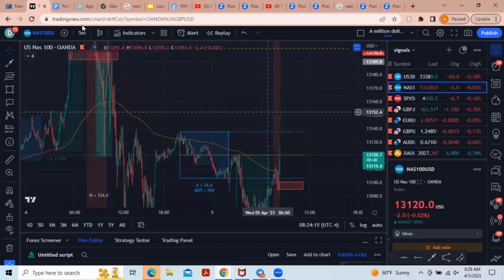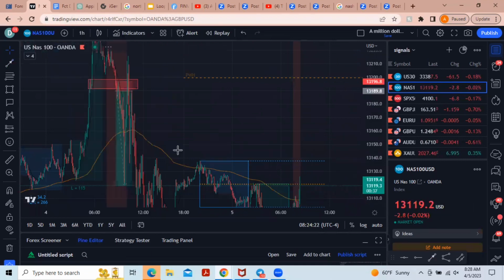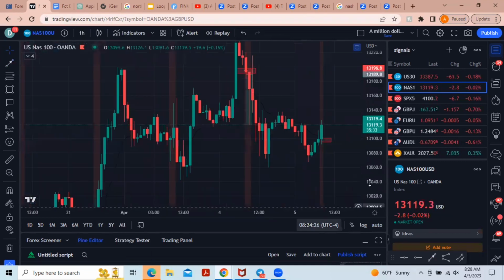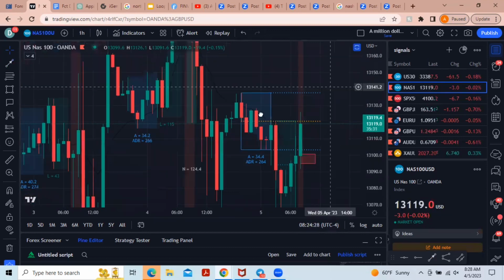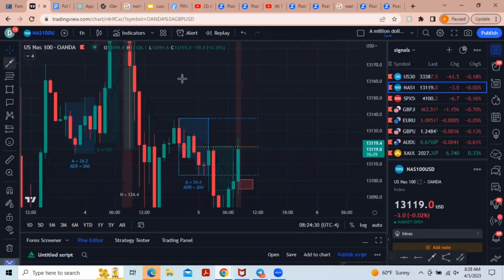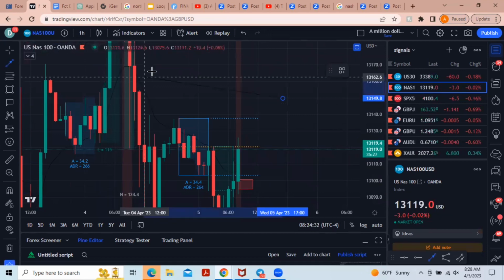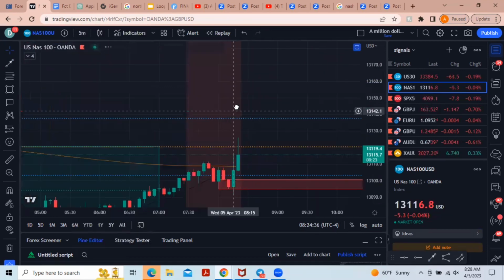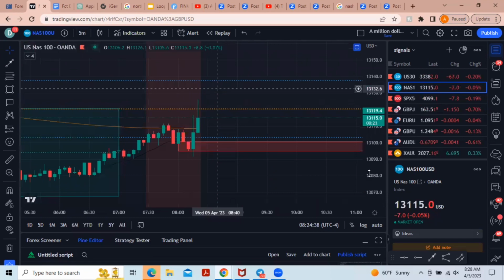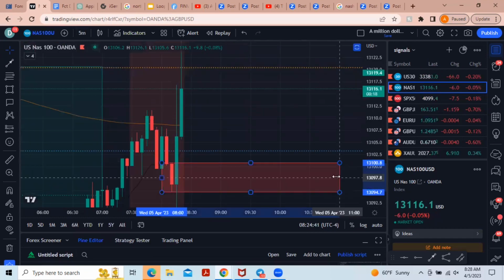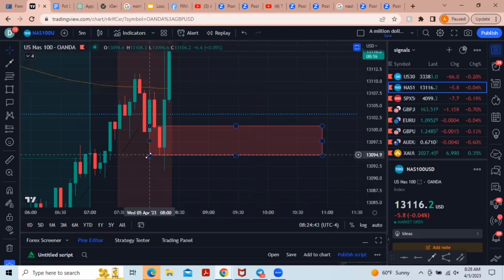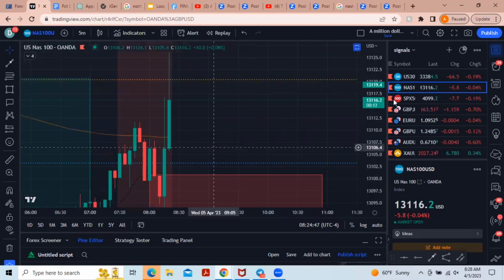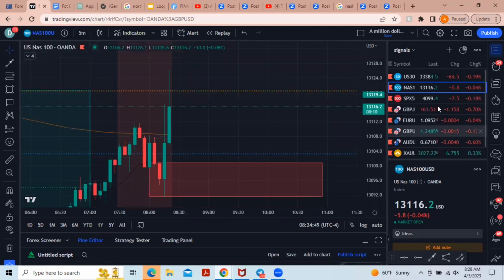Because at the end of the day, if we take a look at the 1 hour, what do we have going on in the 1 hour right now? We have some gaps that have to get filled right here. Gaps, liquidity that has to be filled. So it's going to be interesting to see what price wants to do. That's all I can really say.